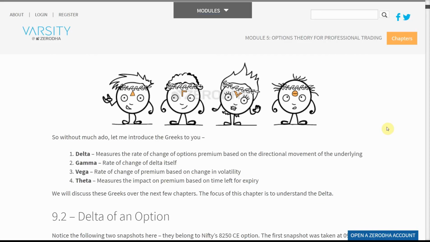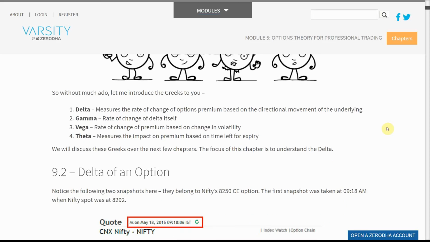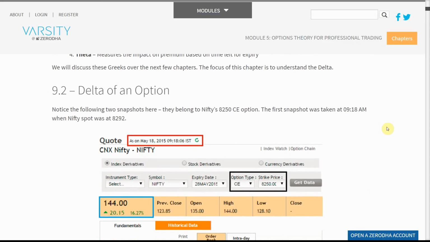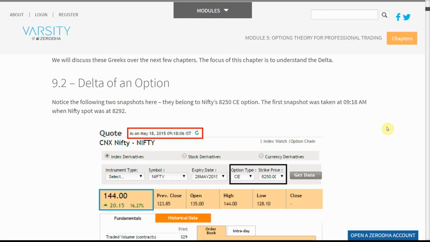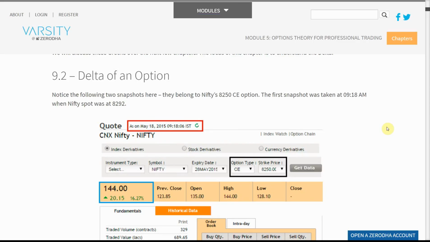Delta measures the rate of change of options premium based on the directional movement of the underlying. Gamma, rate of change of delta itself. Vega, rate of change of premium based on change in volatility. Theta measures the impact on premium based on time left for expiry. We will discuss these Greeks over the next few chapters. The focus of this chapter is to understand the delta.